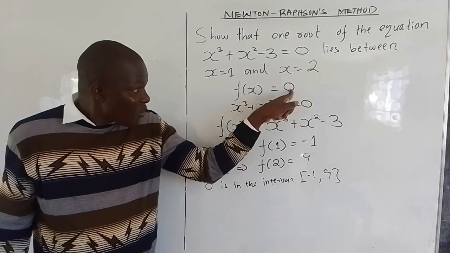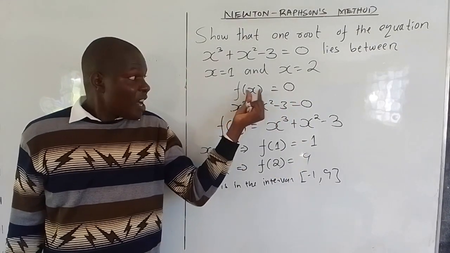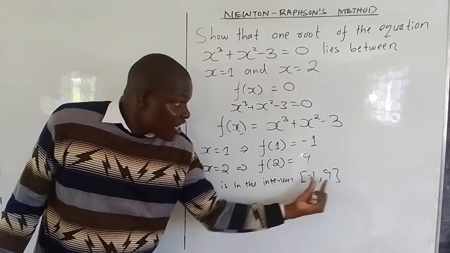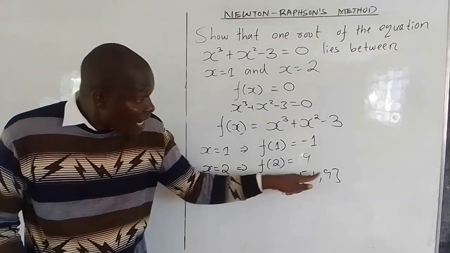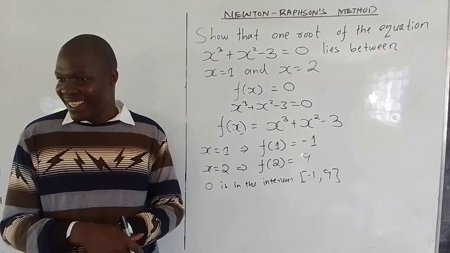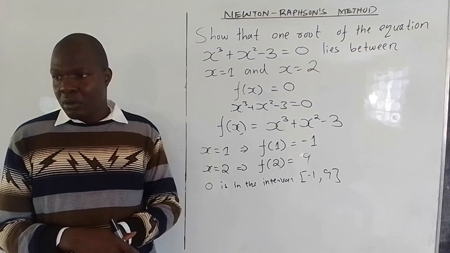So 0 is what gives you the root of this function. When this function is 0 is when you get the root. Then that 0, you can see it is between this interval. Are we together? So when it is between that interval, it means the root lies between 1 and 2. There's a root there. Are you getting the point?